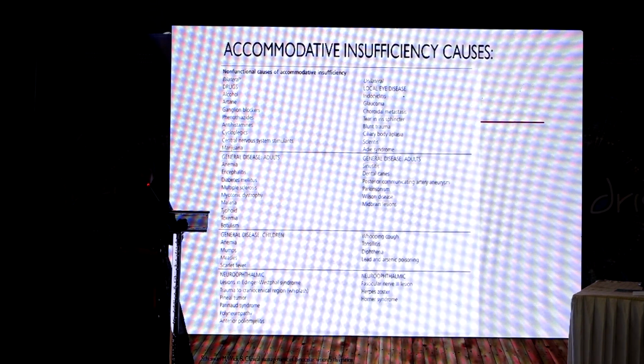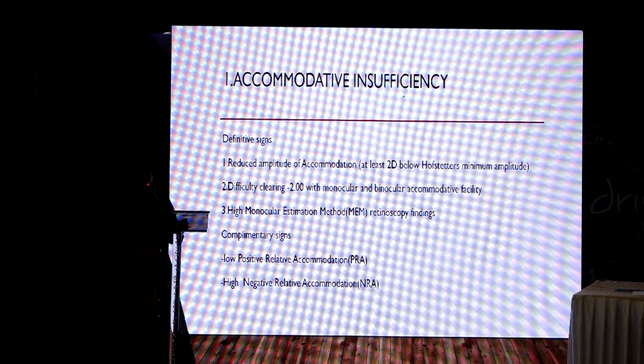Before we jump into the management, we need to rule out certain mimickers which can present with accommodative insufficiency, especially drugs like alcohol, cycloplegics, and antihistamines. There are a group of diseases in adults and children which can produce accommodative insufficiency, and keep a watch on neuro-ophthalmic conditions, which can also cause these problems. So that definitely needs to be ruled out before we go into the definitive tests for these.